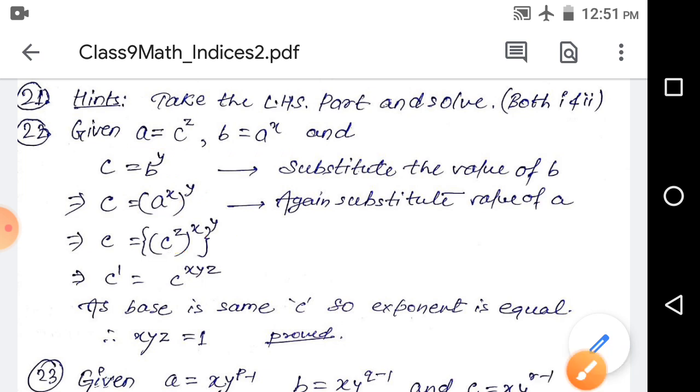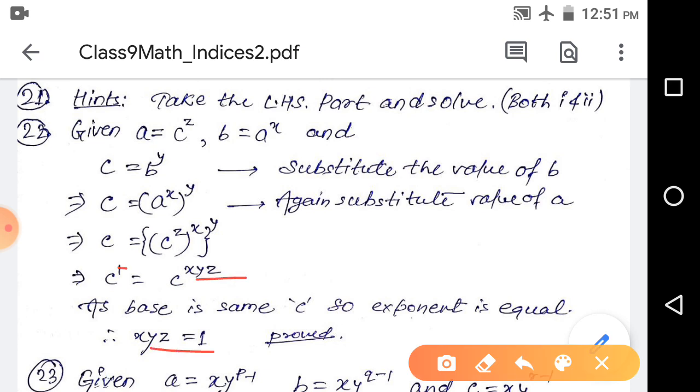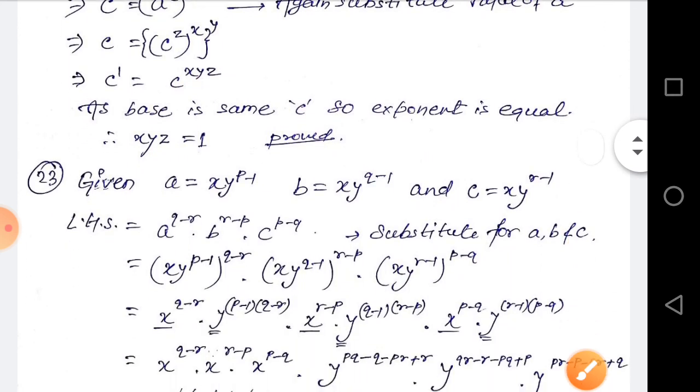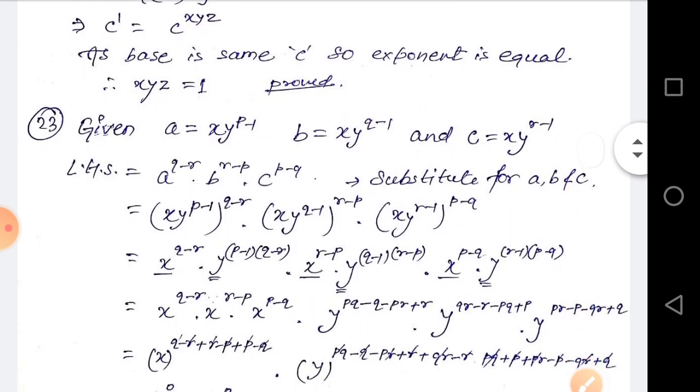So those powers are multiplied together. In the RHS part we have c to the power x y z, whereas in LHS we have c to the power 1. So as the bases are the same, c on both sides of the equation, their exponents must be equal. So x y z equals 1, and this is the proof of the question. Now go to the next question, question number 23.